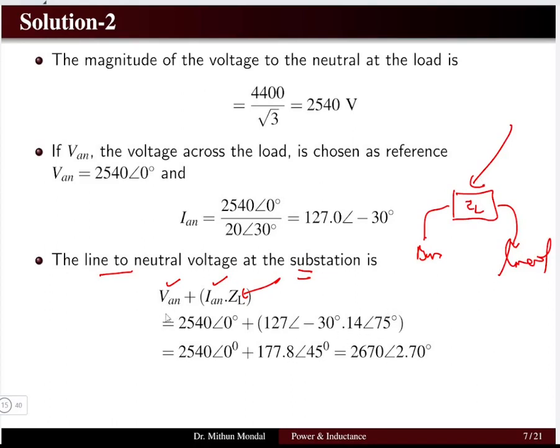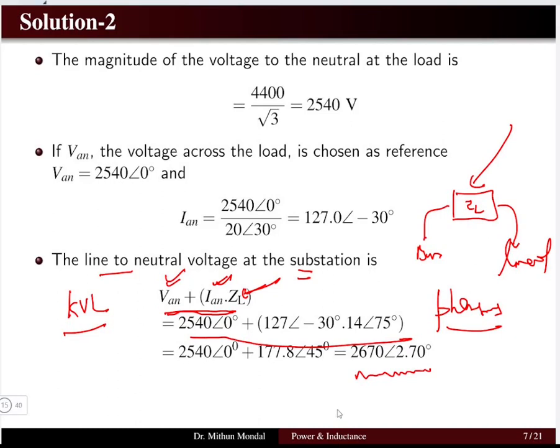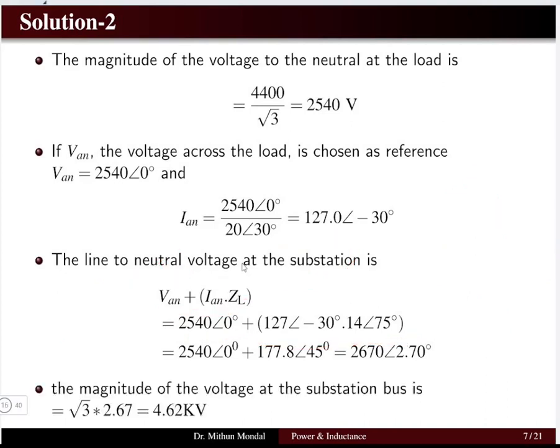I can have the drop as Vn plus In times ZL, in accordance with Kirchhoff's voltage law, KVL. Now I can substitute the voltage, current and impedance. You can see that all are phasors, with a magnitude and an angle. The net answer is 26670 angle minus 2.7 degrees, that is the line to neutral voltage at the substation. In this way you can calculate. Now this is basically single phase. Whenever you have a three-phase system, you solve in single phase and then transform the single phase result back into three phase. Now 2670 is the phase voltage, and I know that line voltage is equal to root 3 times phase voltage.